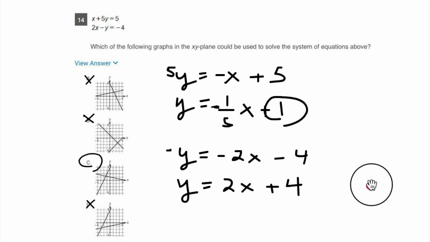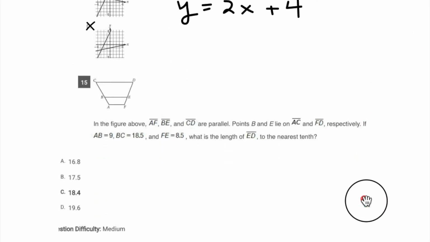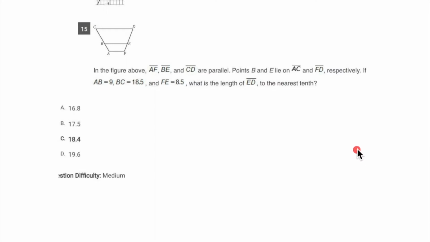Okay, you can always try to expand these, zoom in on them. Okay, number 15, they're throwing in a geometry problem for us. Okay, this one says in the figure, that last one was a medium difficulty, by the way.